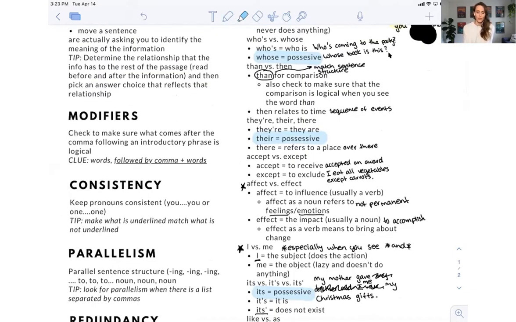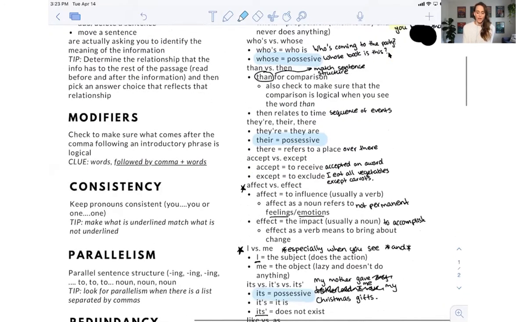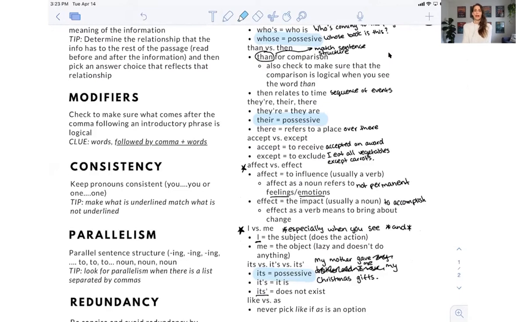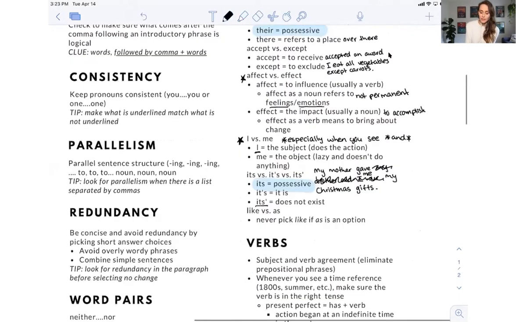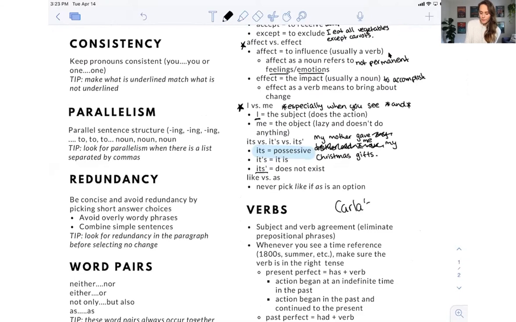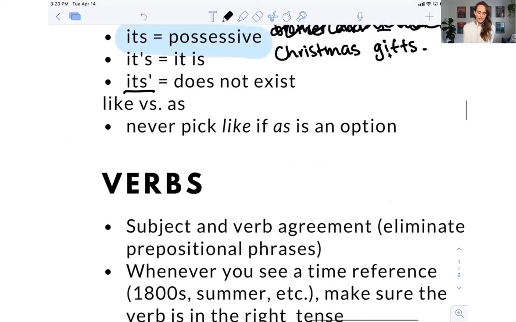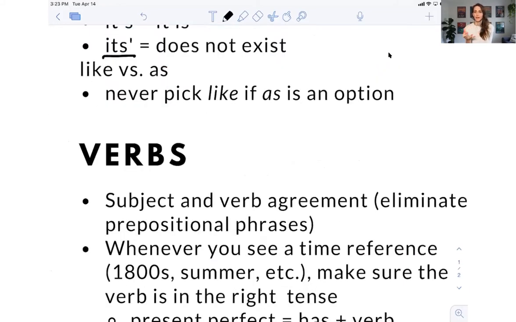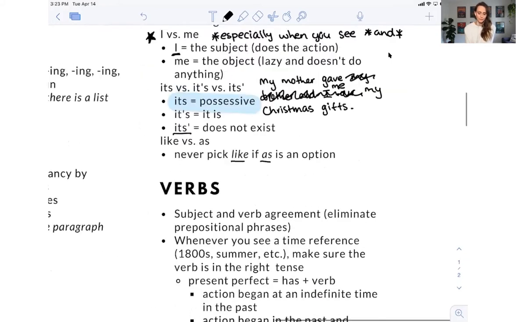So for the possessive one, you are not using an apostrophe unless you have a noun. So if I said Carla's book, I would need an apostrophe. But if I said her book, do you see there? No apostrophe. Then like versus as. So this one's pretty easy. When you see the options for like and as, you're just not going to pick like if you can pick as instead. So that's an easy elimination one for you.